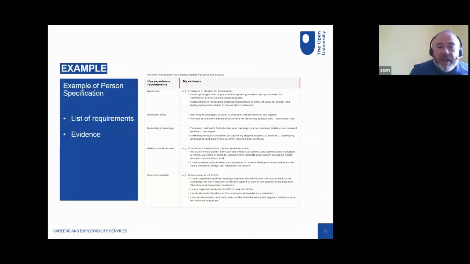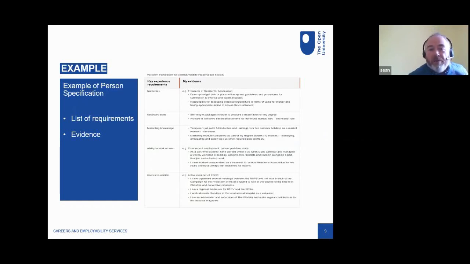I don't know if you can see that, but that's just a wee short example of a personal spec, where down one side it's giving you the list of requirements or the key skills that an employer could be asking for in the job criteria, and then down the other side we've given some evidence of how you could fill it.